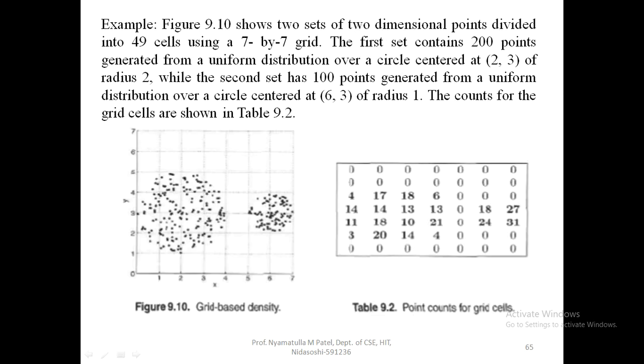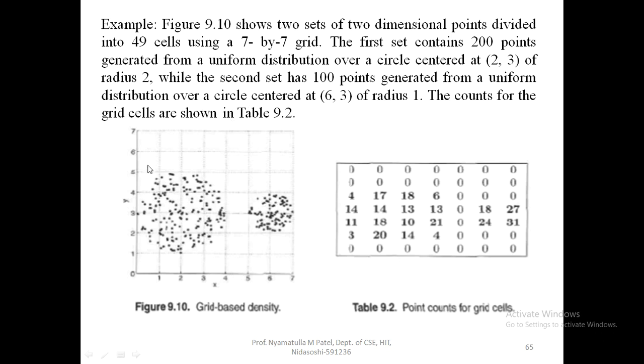So here we will take an example: grid based density. The figure below shows two sets of two-dimensional points divided into 49 cells. In Figure 9.10 you have a 7 cross 7 grid. So we have a total of 49 cells, formed by using a grid of size 7 by 7.